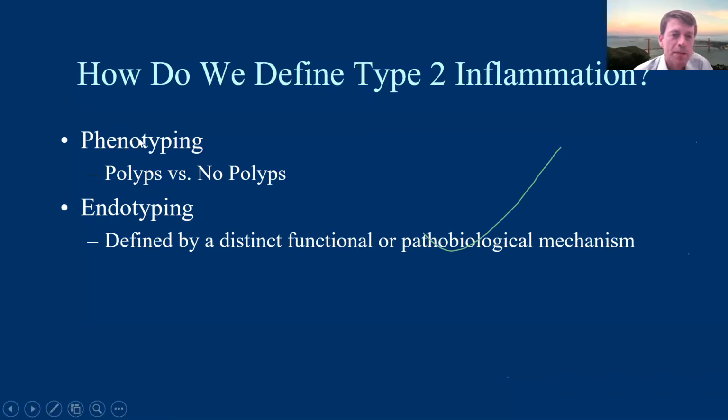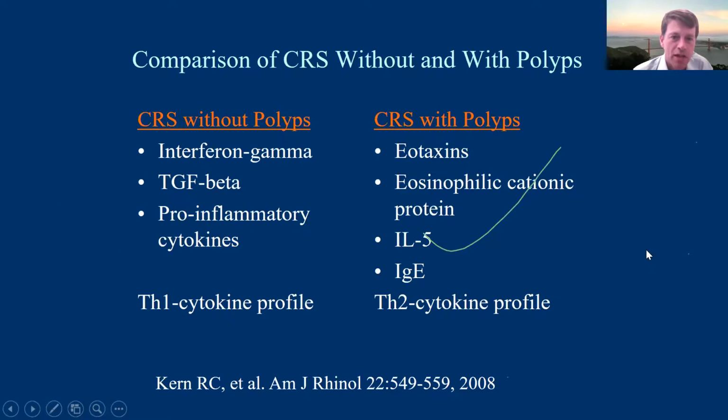The typical phenotype that we use is polyps versus non-polyps, whereas an endotype is defined by a distinct functional or pathobiological mechanism. So we'll talk a little bit more about that. This is a classic paper from 2008 from Rob Kern and his group at Northwestern, and it uses the phenotype without polyps or with polyps, and then lists the endotype, which is most typically associated with that.